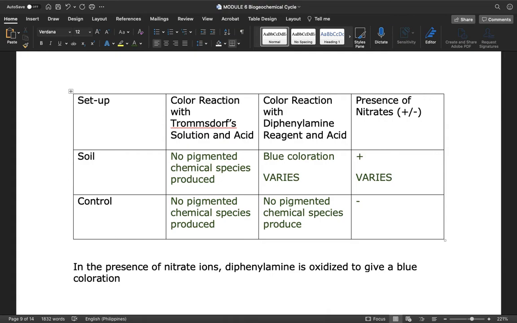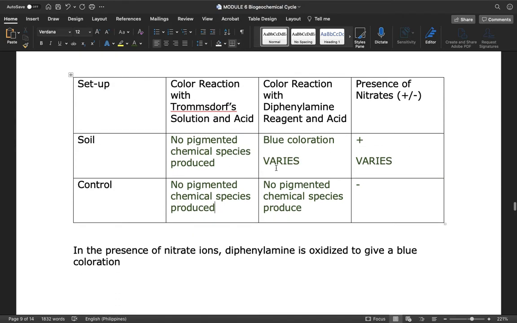And the color reaction with diphenylamine reagent, expected of course for the soil, should be a blue coloration, or it can vary depending on the amount of nitrate present in the setup. And for the control, of course, it's negative. And the presence of nitrates should obviously be positive, since you expect the blue coloration to be produced.